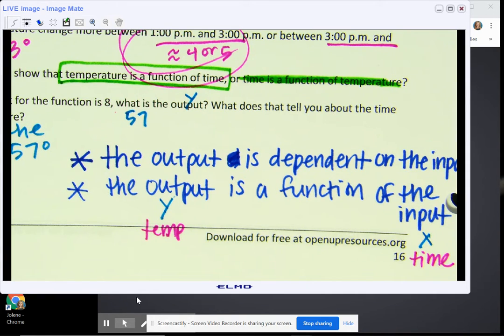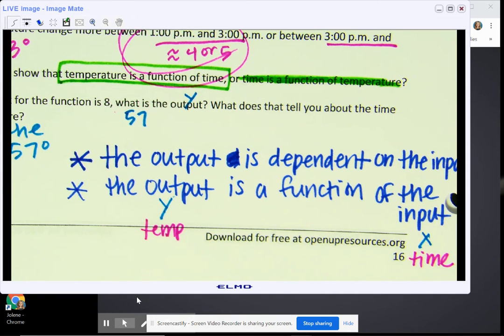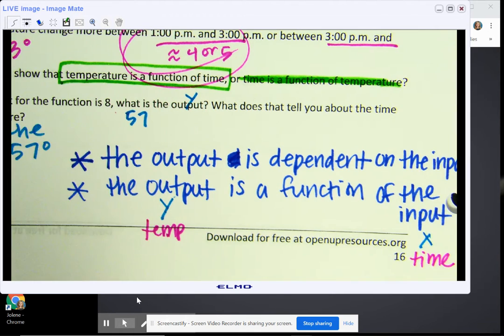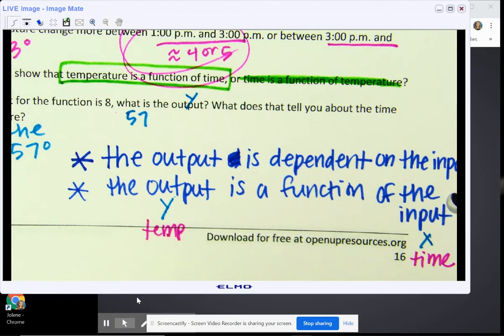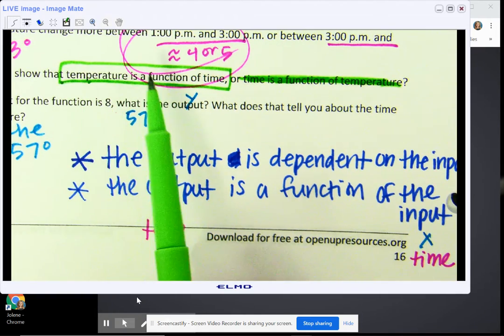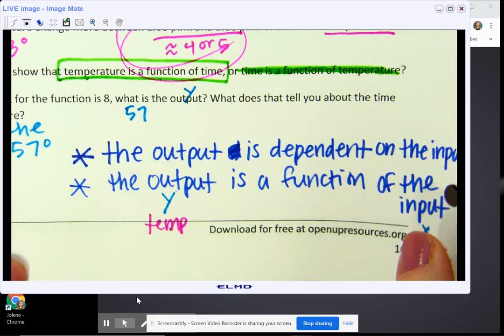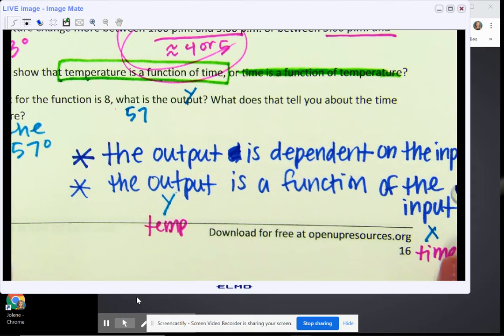Are you talking about the morning? Are you talking about the afternoon? Especially right now, because the temperature is different in the morning than it is in the afternoon. You leave the house in a hoodie and then you're hot by the time you're going home from school, right? Because the temperature depends on what time it is, that's why the temperature is a function of the time. And that's something we'll practice a little more tomorrow too.